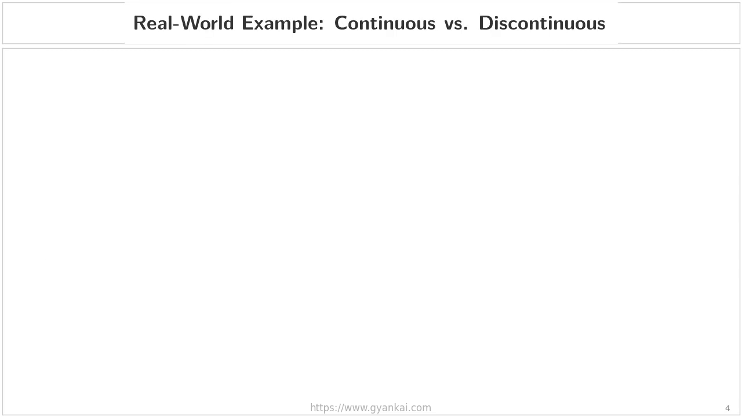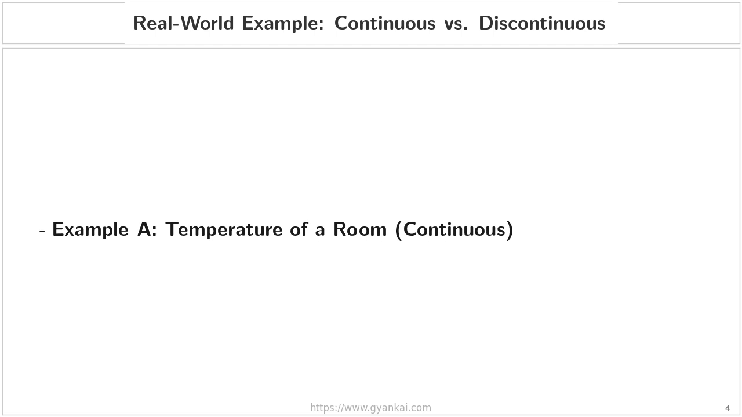Real-world example: continuous vs discontinuous. Now that we have discussed the visual pen test and the general idea of predictability, let us apply these concepts to some real-world scenarios to better understand the difference between continuity and discontinuity. First, let us look at example A, the temperature of a room.